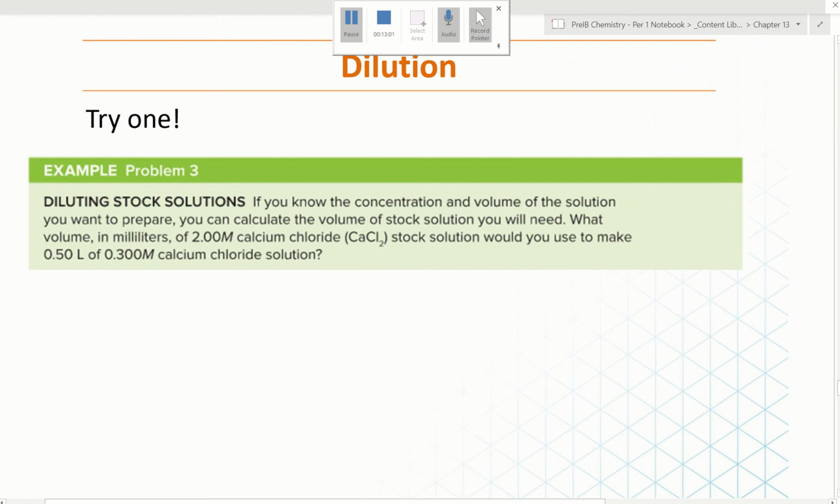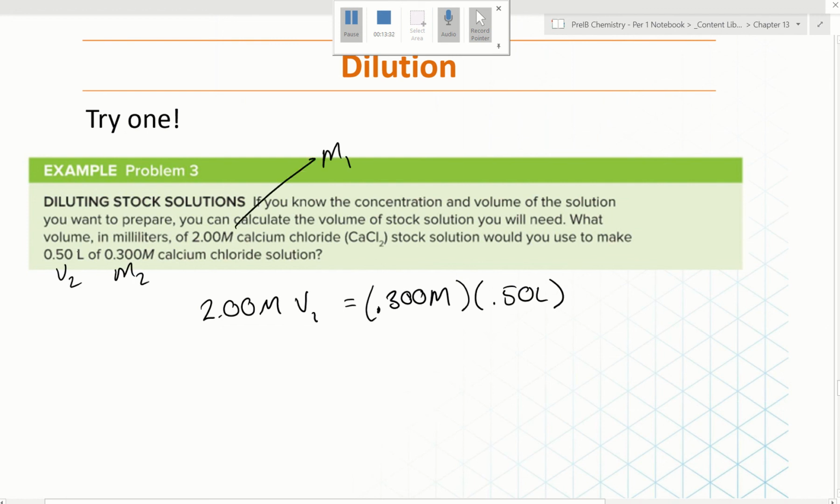And so what volume in milliliters of a 2.00 molar calcium chloride stock solution would we use to make a 0.300 molar solution that has a volume of 0.50 liters. So basically I'm taking these two together and setting these as V2 and M2, and then this guy here is M1, and then it says what volume, and so that's V1. So these two go together here and these two go together here.